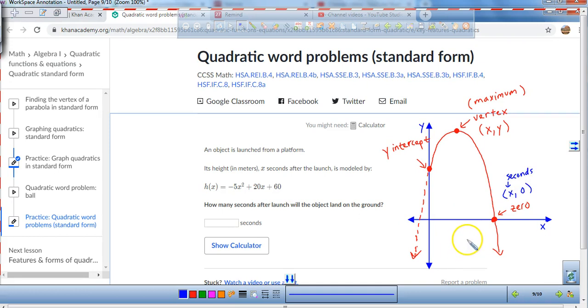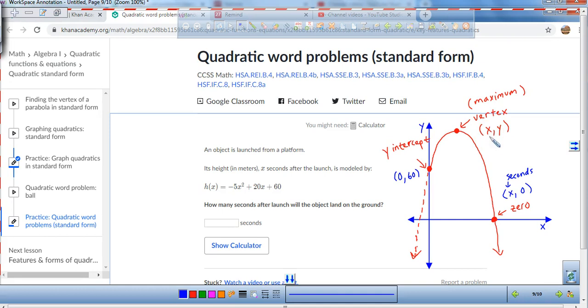But they could also ask you, how high was the object launched before at 0 seconds? At the time of launch, how high was it? Well, it was at 60, looks like meters. So at the time of launch, it was at 60 meters. And they could also ask you about the vertex, like what was the highest point that it reached? That would be the y value of the vertex. Or how long did it take to reach the highest point? That would be the x value of the vertex.